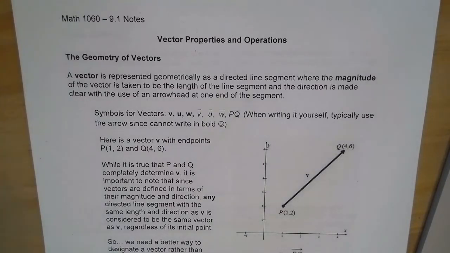So a vector is represented geometrically as a directed line segment where the magnitude of the vector is taken by the length of the line segment and the direction is made clear using an arrowhead.